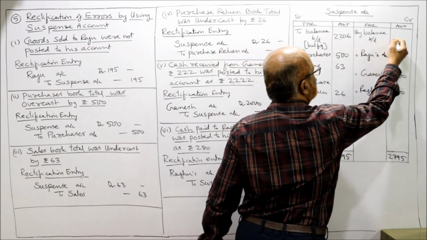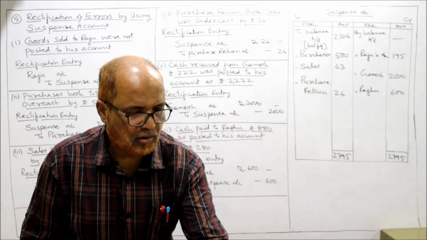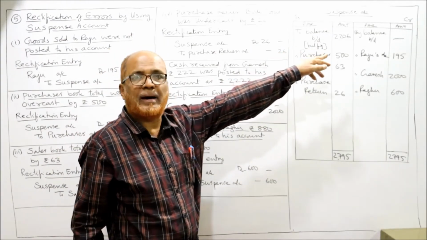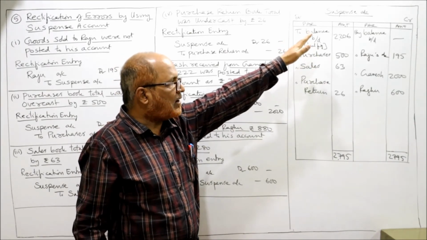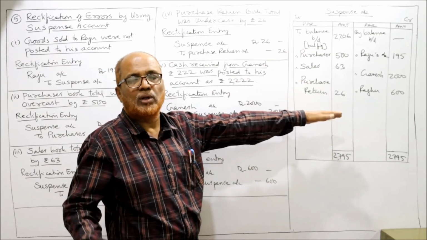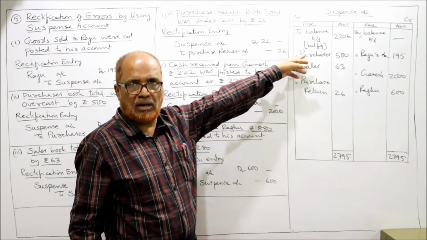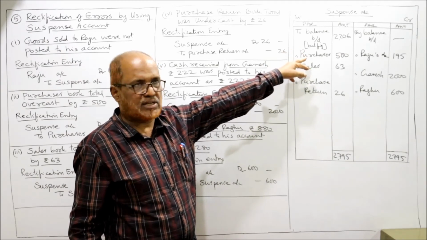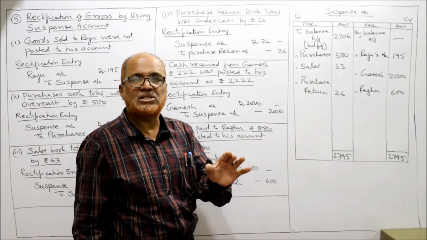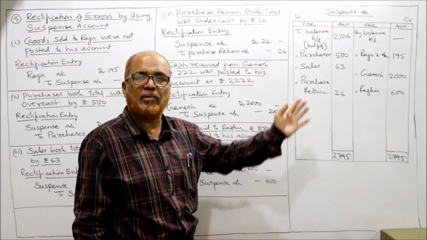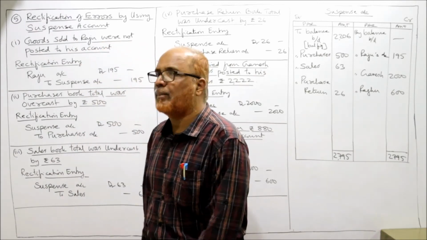To be on the safer side, we have taken balance brought down on both sides. We don't know where it will come, so we have left it. Now after posting all the entries, we come to know that the credit side is more and the debit side is less. So the balancing figure will come on the debit side. So there is an opening balance of suspense account of rupees 2,206. This is the opening balance of suspense account, which is not given in the problem. We have calculated it by making the suspense account. So this is the end of problem number 5.